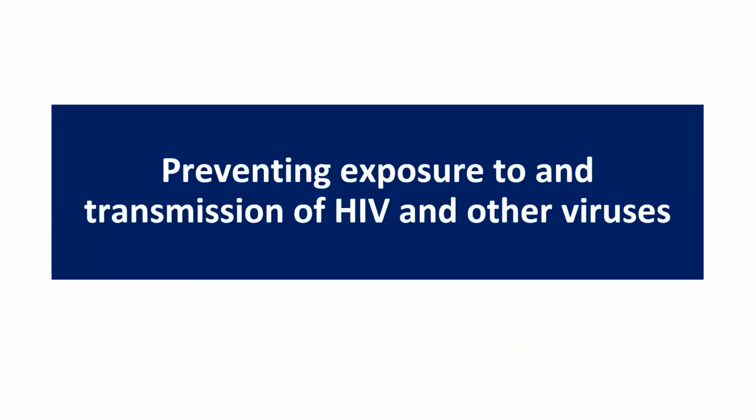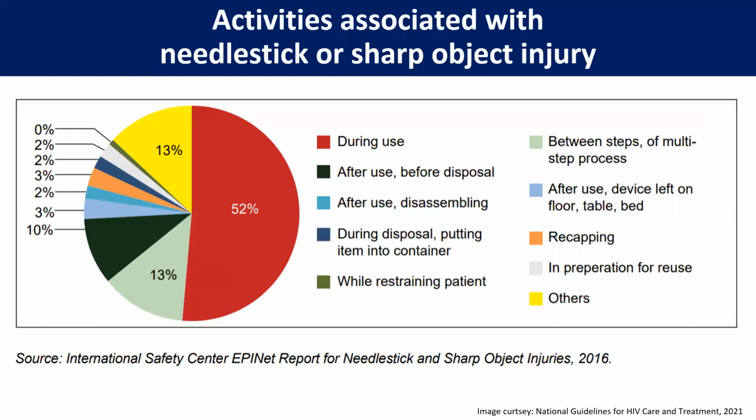How do you prevent the exposure to and transmission of HIV and other viruses? Depending on the technique through which the transmission has occurred, during the procedure there is more risk of getting transmission. During the use, 52% is the risk. And in between, if it is a multistep process, between the steps we also have more risk.